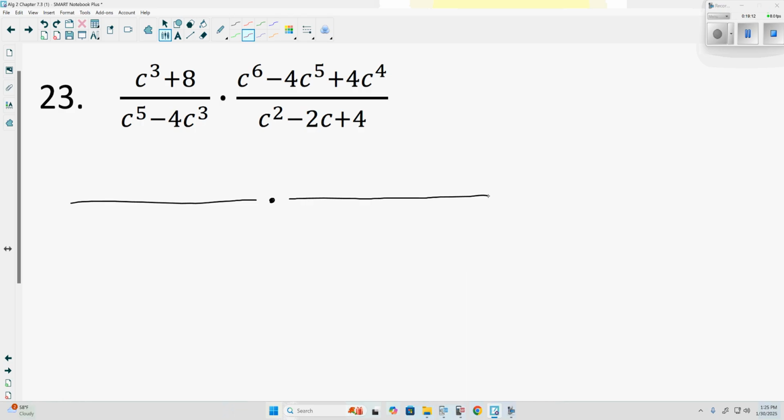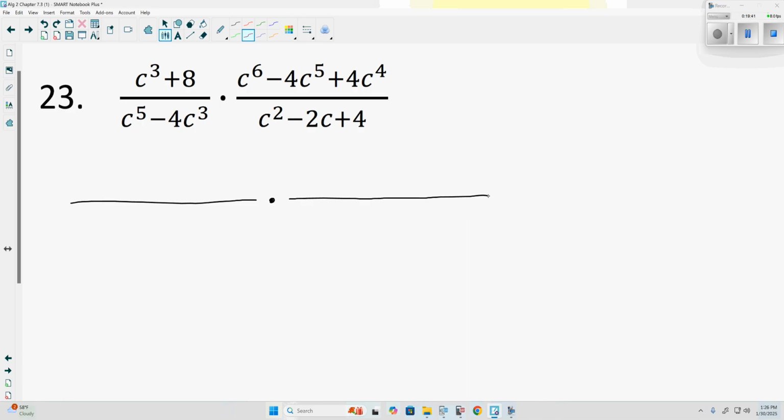Now again, one of the biggest things I would say is factoring whichever one you can see the factors of first is going to help. Simplify and reduce. Now we have a sum of two cubes, c to the third plus 8. Then we have 6c to the 6th minus 4c to the 5th plus 4c to the 4th. And we have c to the 5th minus 4c cubed.